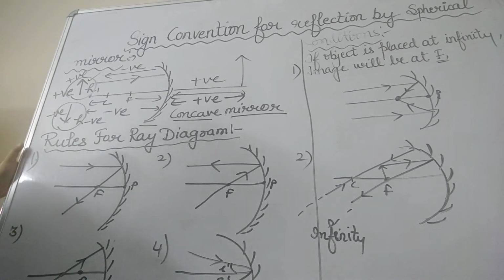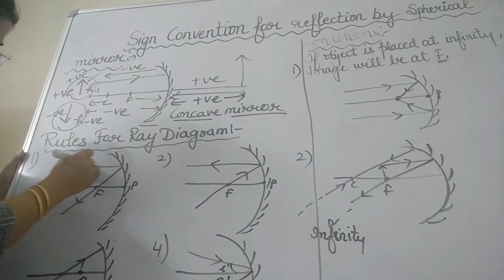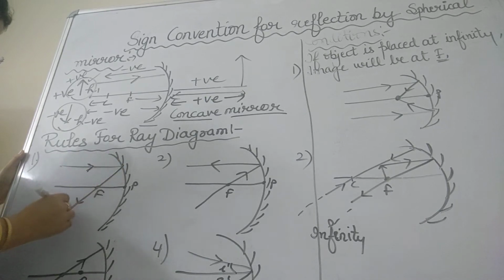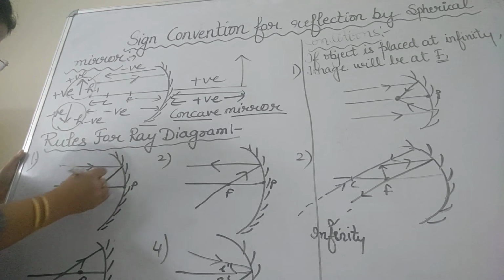Now the rules for making the ray diagram. I am considering here only the concave mirror. Convex I will consider later. In the case of a concave mirror, first, the ray coming parallel to the principal axis will pass through the focus. This is the first rule. Parallel to the principal axis, then it will pass through the focus.